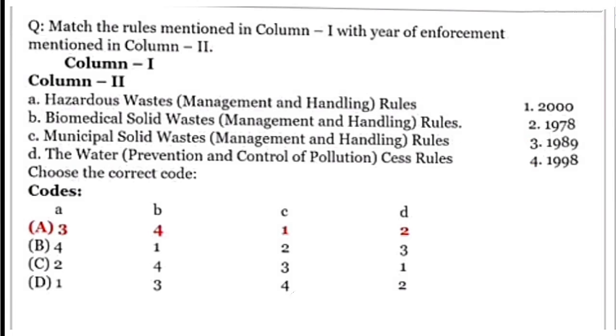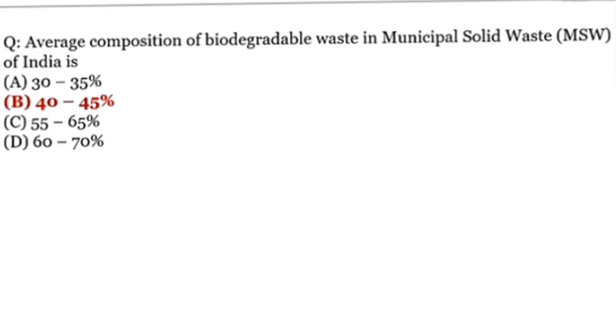Moving on to the next question. The average composition of biodegradable waste in municipal solid waste of India is, and the correct option will be option number B, 40 to 45%. So 40 to 45% of the municipal solid waste in India is composed of biodegradable waste. So they are degraded biologically.